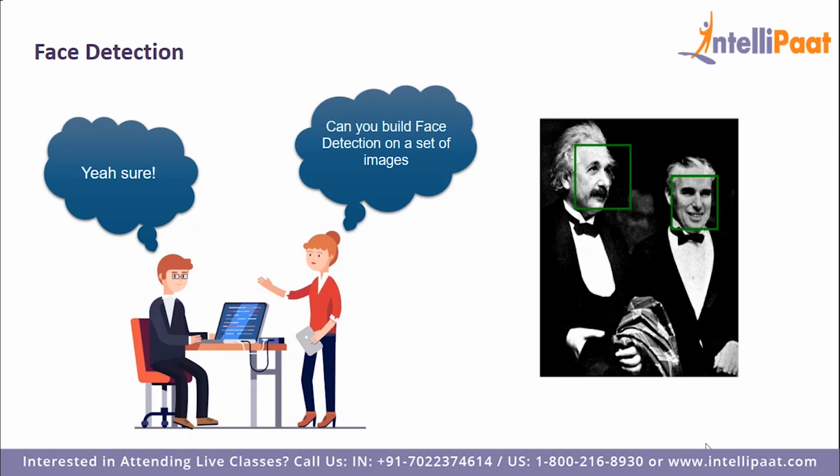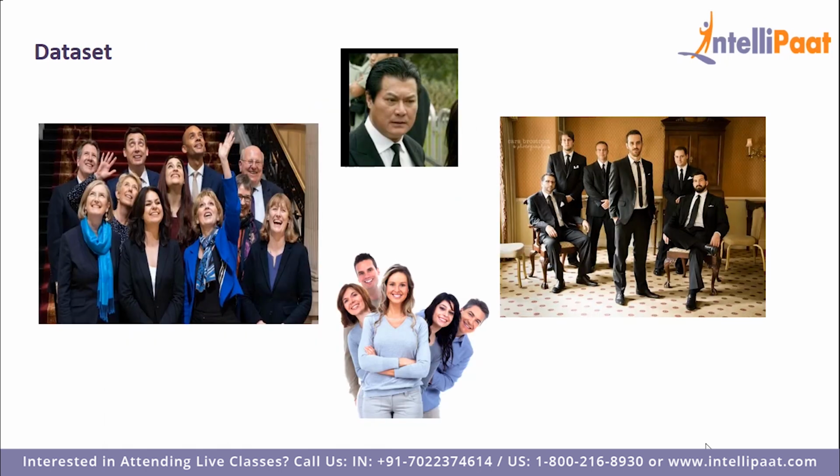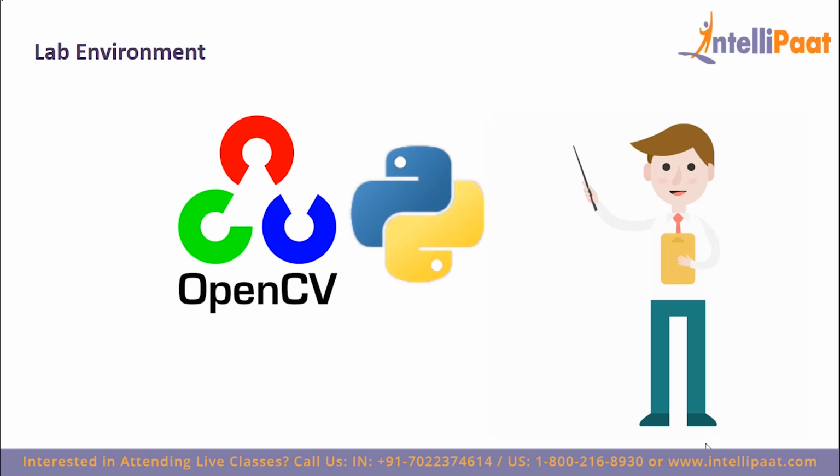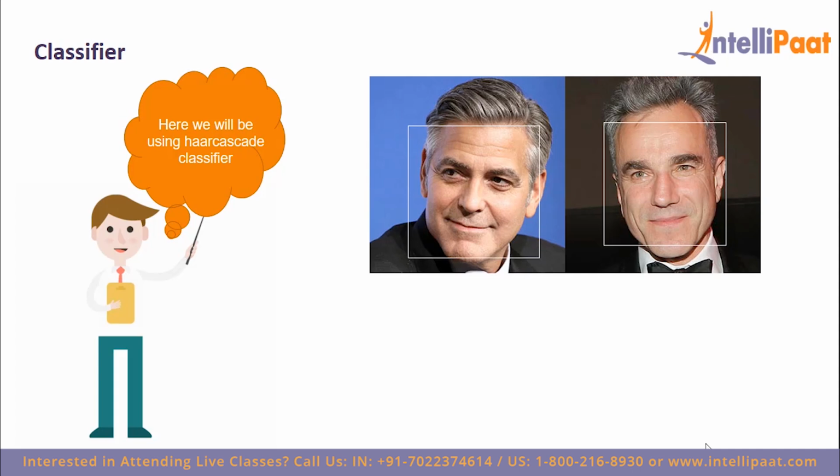So, suppose you are a computer vision engineer and a client has approached you with a problem statement in which you have to detect the faces from a set of images that they will be providing, and you have taken up this project, and these are the following steps that you have to follow while building this project. So, these are the images that they have provided to you. These are some of the images taken from their dataset, and here we'll be working in Python with OpenCV. In this project, we will be using the Haar cascade classifier for detecting the faces from multiple images.